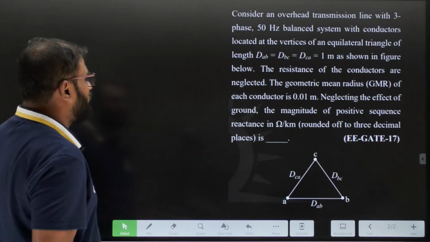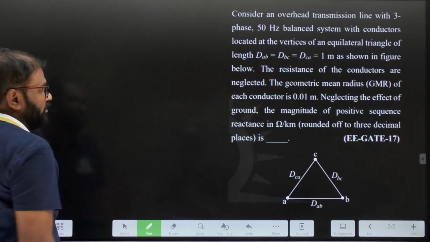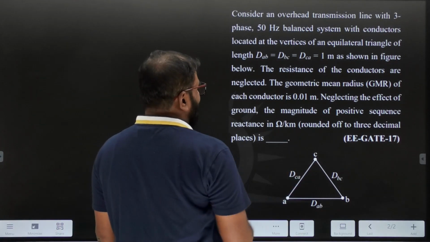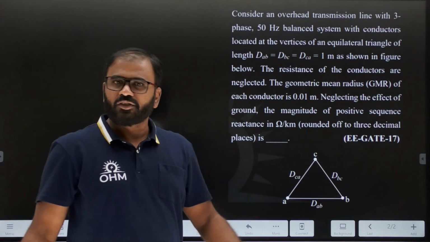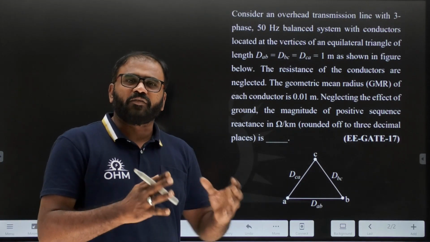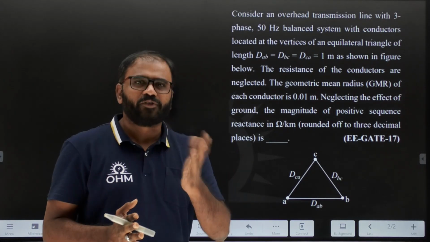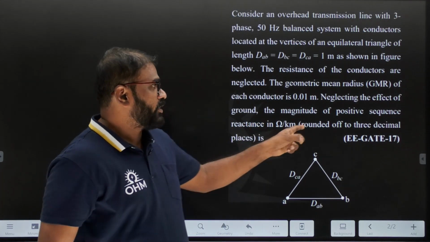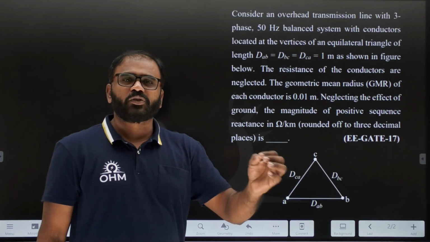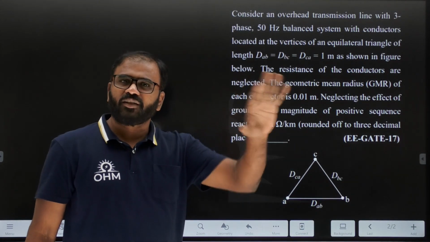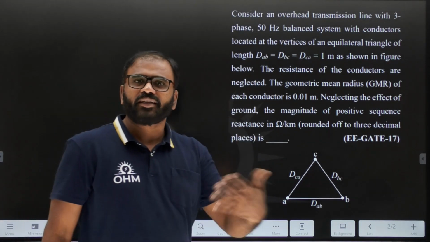Okay. So for an equilateral spacing, what is the inductance per phase of a 3-phase transmission line? And don't get confused here, since he has mentioned positive sequence reactance, and the original balanced 3-phase system reactance is the same. Positive sequence system and original balanced 3-phase system are the same. There is no difference. Just to create confusion, he has mentioned positive sequence reactance instead of simply saying reactance. Positive sequence reactance or simply reactance of the transmission line are the same. Now what is the formula for positive sequence reactance?